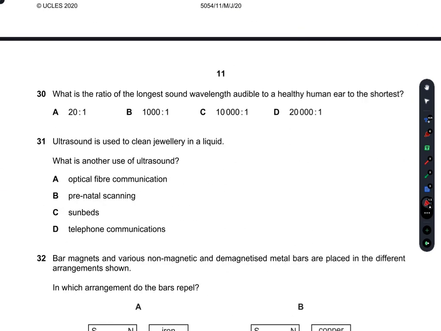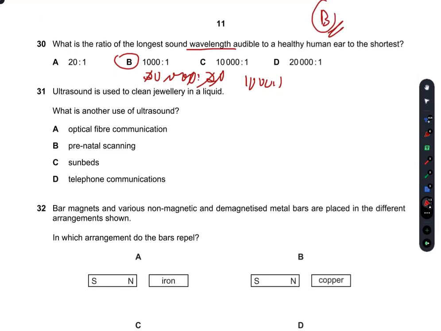What is the ratio of the longest sound wave audible to the healthy human ear to the shortest? So the audible frequency range highest is 20,000 and the lowest is 20. So 10 would cancel another and 2 would cancel another. So cancel 2. So 1,000 to 1, which means B is the right answer.